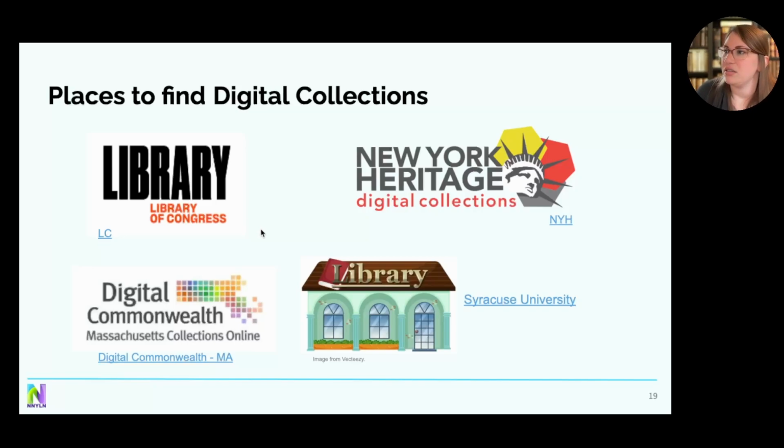Another place is individual libraries and collections, as we mentioned with the other ones. Syracuse University has a pretty cool digital collection you can see online. And then, of course, much like the finding aid aggregators that bring things from different institutions together in one place, those exist for digital collections. One example is the Digital Commonwealth, which is Massachusetts' way of bringing digital collections together. Another one is New York Digital Heritage Digital Collections.